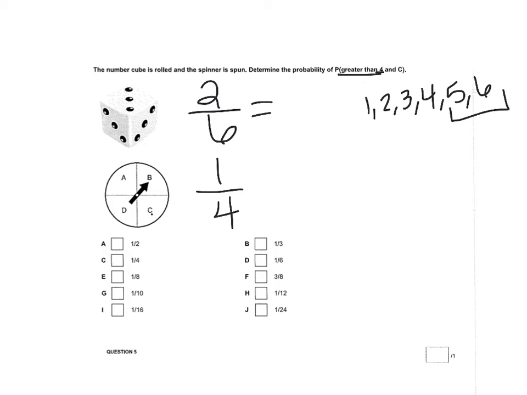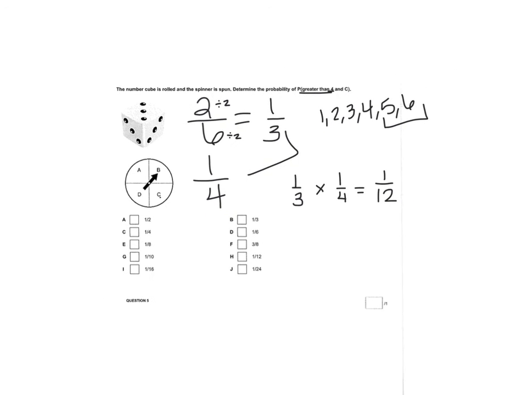If you want, you can reduce that to 2/6. And we can do that by saying both of these can be divided by 2. So 2 divided by 2 is 1, and 6 divided by 2 is 3. So that gives me 1/3 for the dice times 1/4. So 1/12.